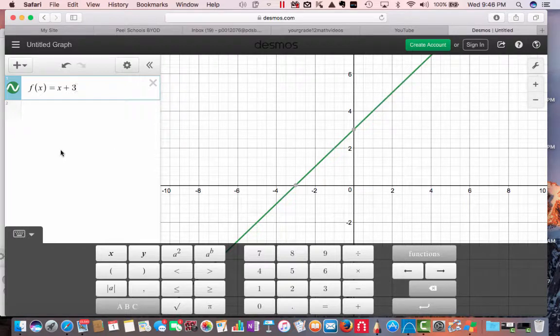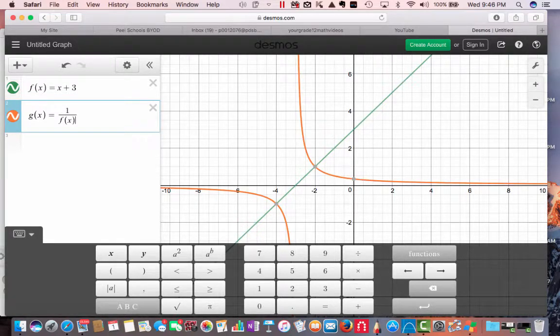According to what we said before, its reciprocal, which I'm going to call g(x), is just simply 1 divided by f(x). Notice that where the x-intercept occurred for the linear function, we now have a vertical asymptote for the reciprocal of it.